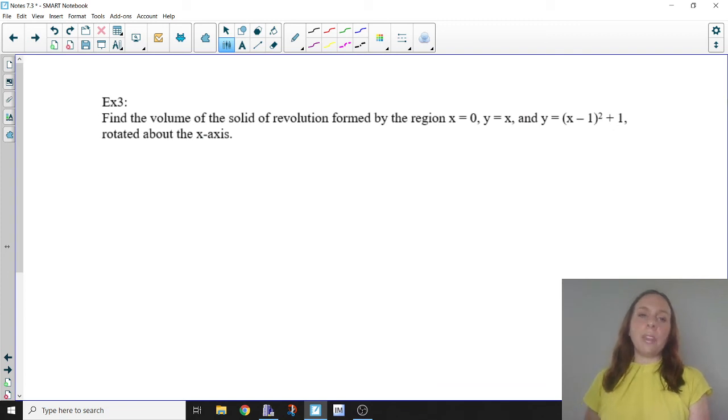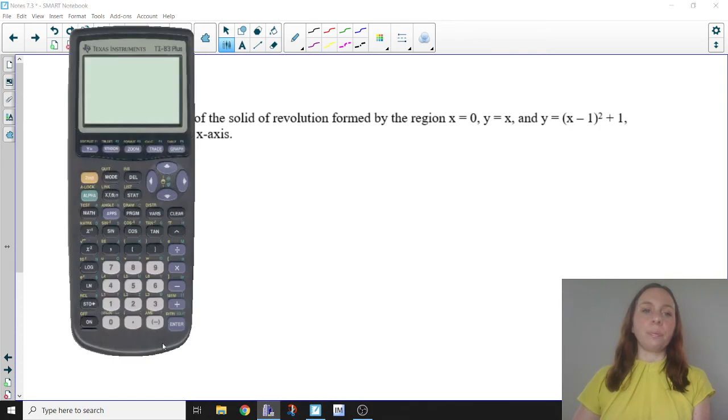Okay, in the last couple of examples, I just want to show you that sometimes it seems like you're given a lot of information, and when you don't have a picture, it might seem a little bit overwhelming. But as long as you sketch the graph, I think you'll find all the things that you need to set up the formula correctly. Okay, we're finding the volume of the solid of revolution formed by the region x equals 0, y equals x, and y equals x minus 1 squared plus 1, rotated about the x-axis.